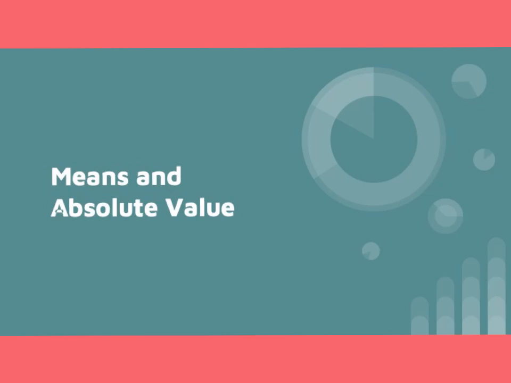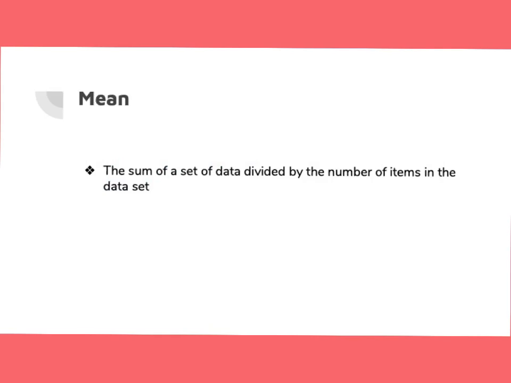In this video, we will review mean and absolute value. When we talk about the mean of a set of numbers, we're talking about the sum of a set of data divided by the number of items in the set. Sometimes we also refer to this as average. So if we take the average of numbers or the mean, that is the same thing.